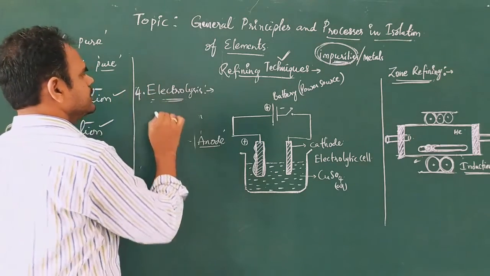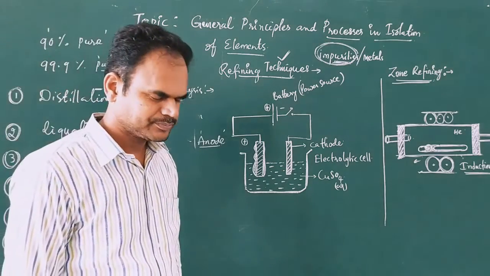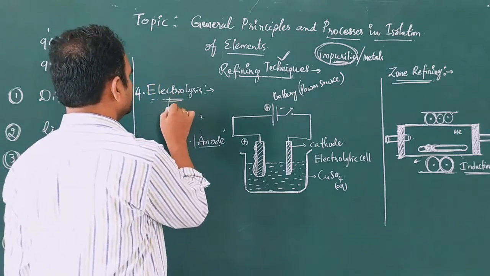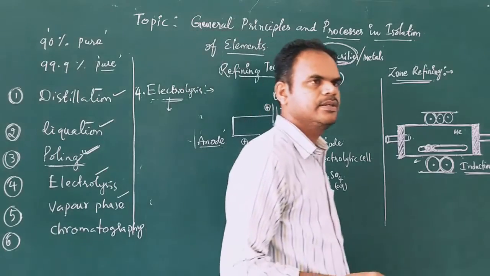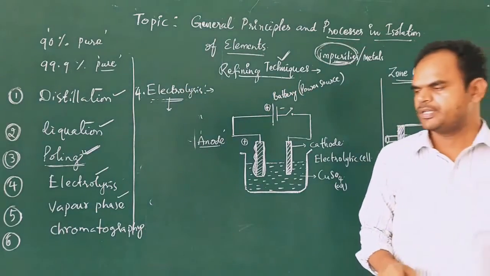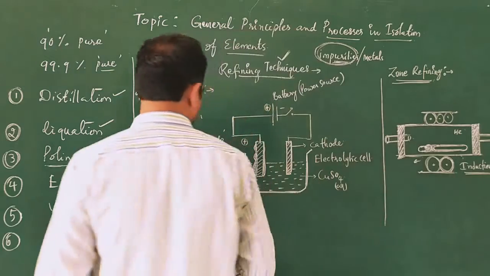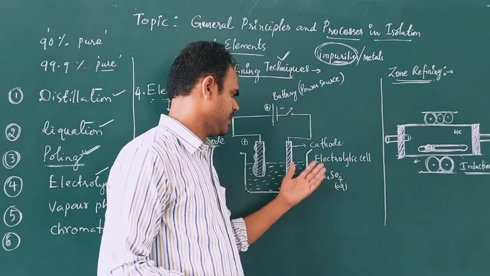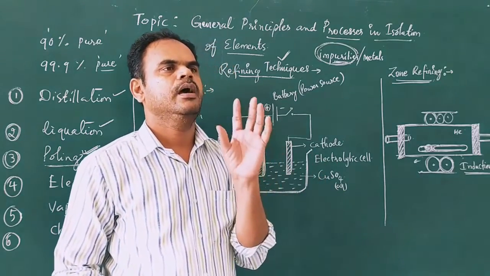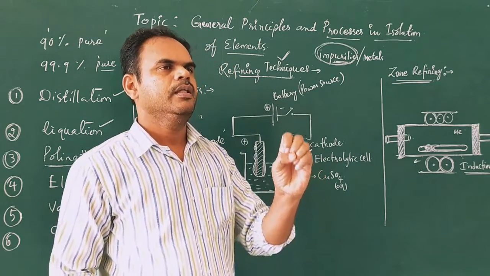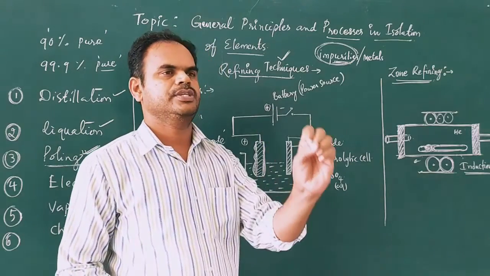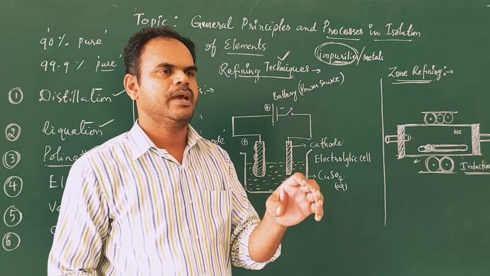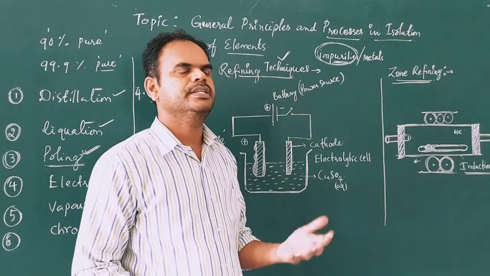The fourth one is electrolysis. What is meant by electrolysis? Electro means current, lysis means breakdown. By using external current we break the molten solution of the metal, or the aqueous solution of the metal, into the respective ions. Then the metal ion will undergo reduction on the cathode. On the cathode, reduction will happen. On the anode, oxidation will happen.